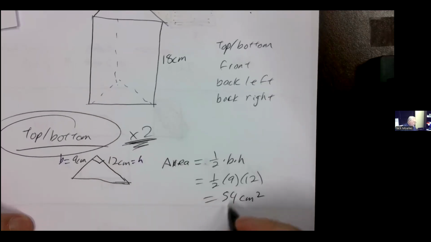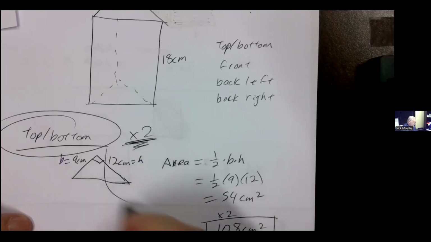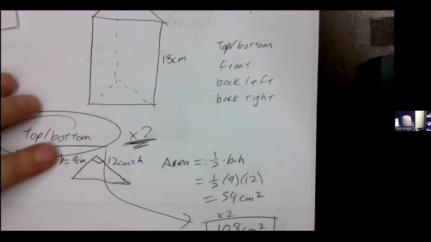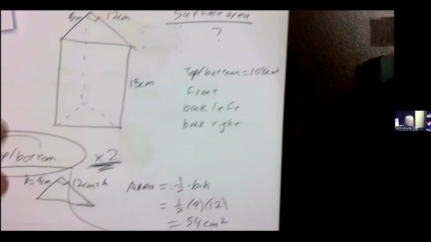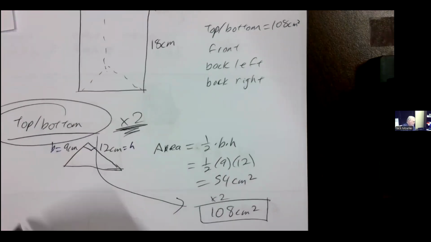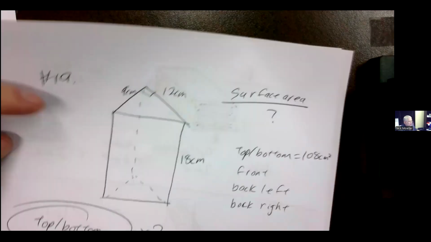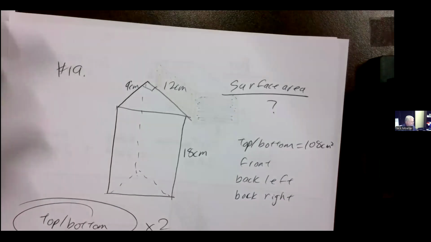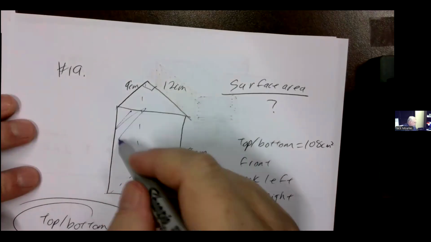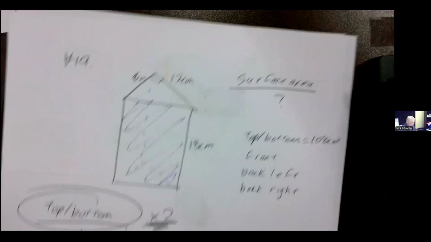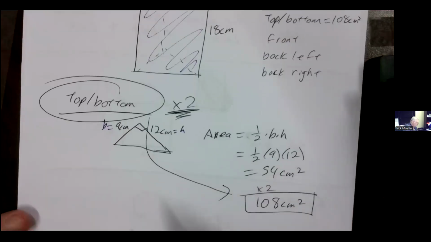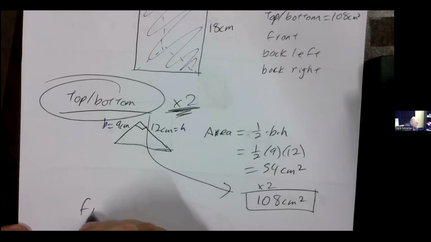So we're going to multiply this times 2. So that would be 108 centimeters squared. So this is the top and bottom. So that takes care of one piece. So how about the front? And we'll be running out of area on these. All right, so for the front, let's draw that. Ooh, this is a fun one. Okay, so let's look at the front here.